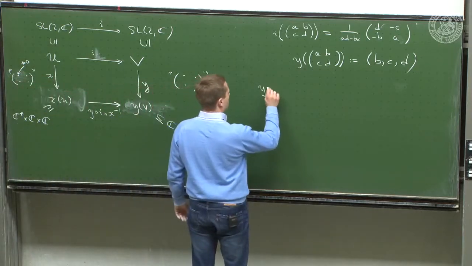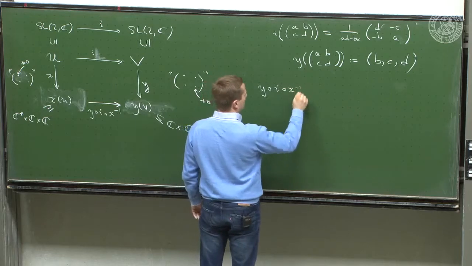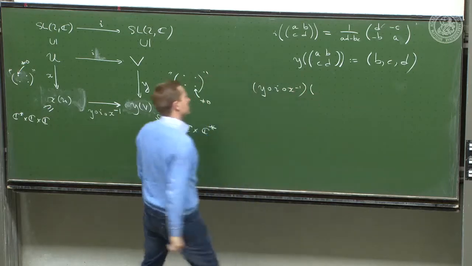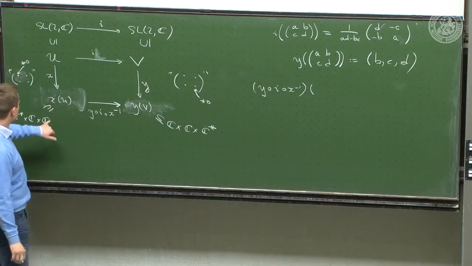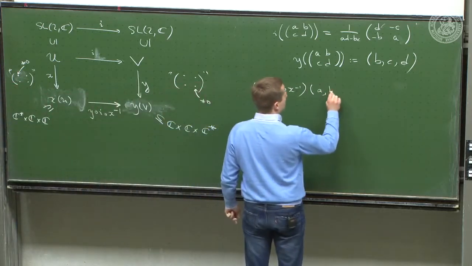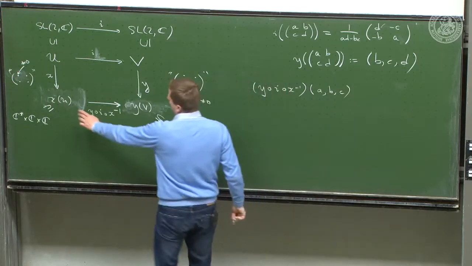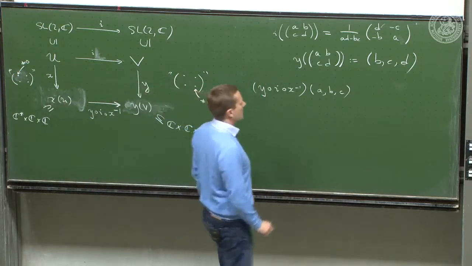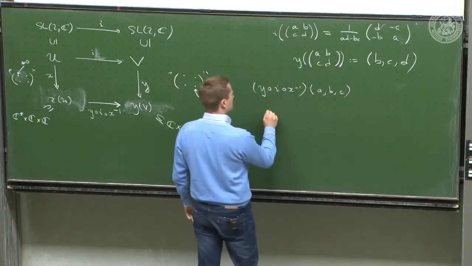So let's look at y after I after x inverse. What does this eat for breakfast? It eats guys in here, so we call them ABC. It eats coordinates in here, images there. Okay, so this equals, what is this?